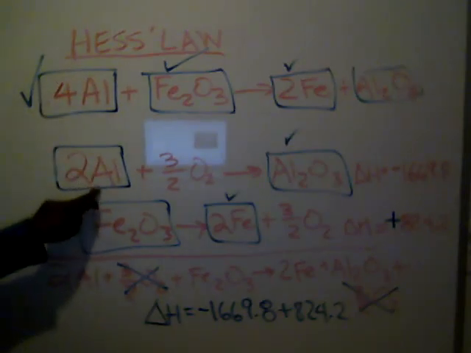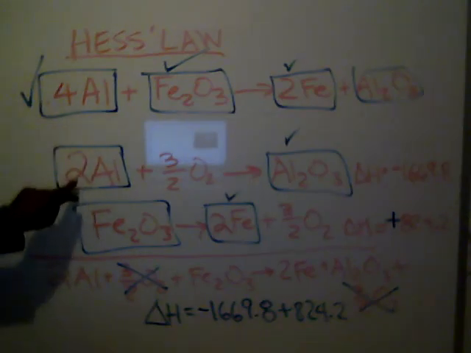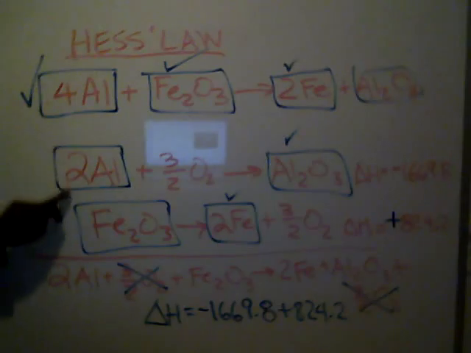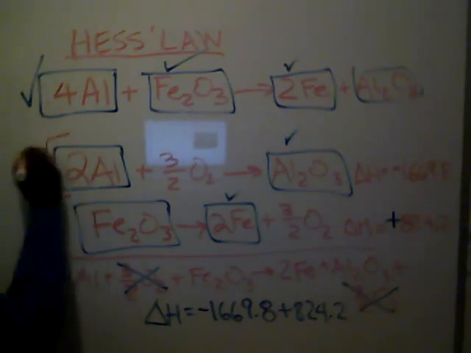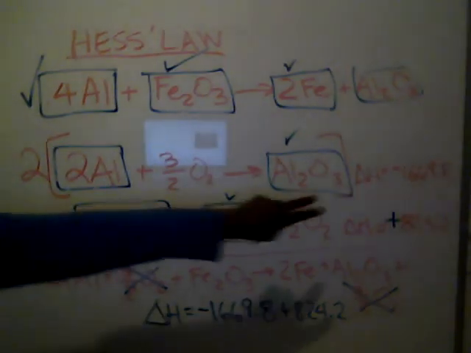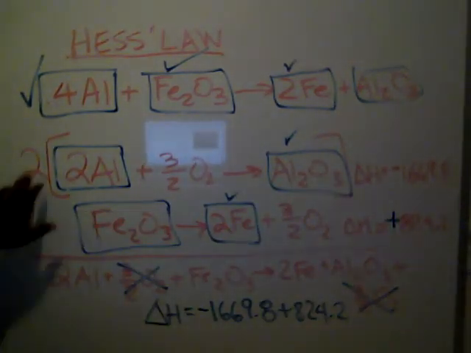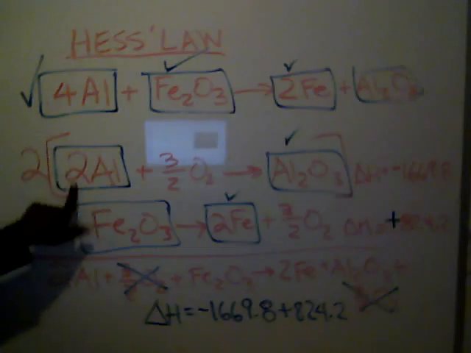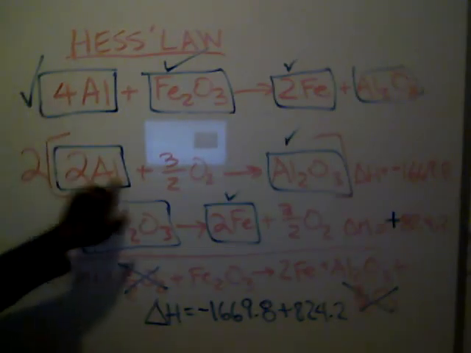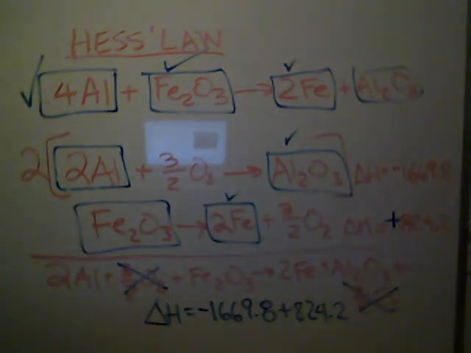Once we figured out the aluminum was on the correct side, it was on the left side and we needed it on the left side, we would also have needed these numbers to match. So if this was 4 and this was 2, we would have had to multiply the whole equation by 2, and we would have also had to multiply the heat by 2. So you do have the ability, if the numbers don't match up in the front, to multiply or divide by numbers. But whatever you do to the step, you have to also do to the delta H.